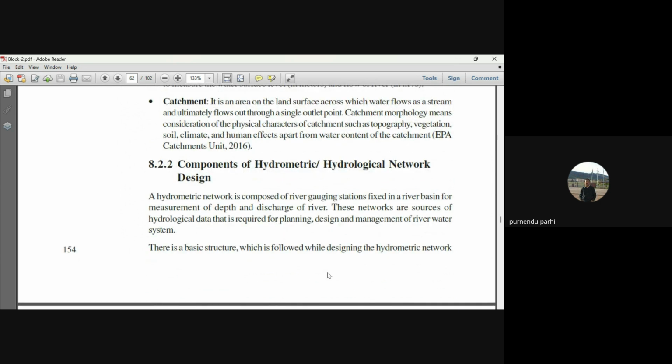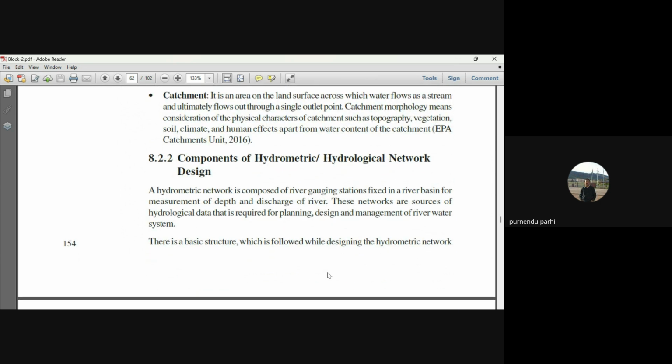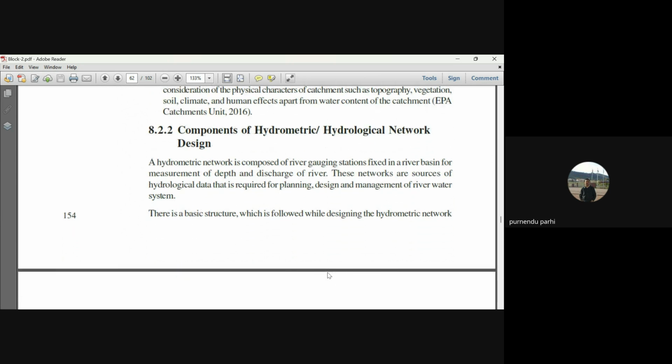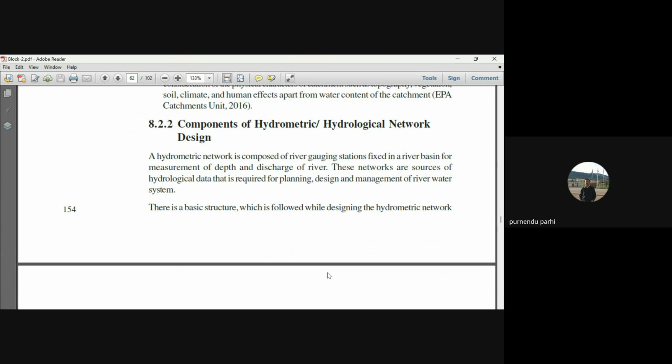Components of the hydrometric or hydrological network design. A hydrometric network is composed of river gauging stations fixed in a river basin for measurement of depth and discharge of the river. These networks are a source of hydrological data that is required for planning, design, and management of the river water system.